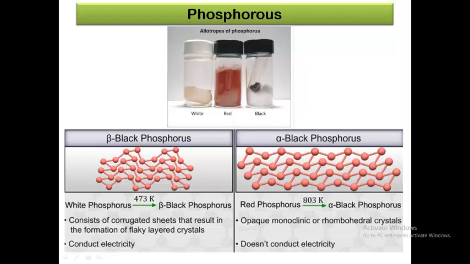Beta black phosphorus has conjugated sheets which results in the formation of flaky layered crystals, and because of this layered structure it can conduct electricity. Whereas alpha black phosphorus is opaque monoclinic or rhombohedral crystal, and because of this it will not conduct electricity.